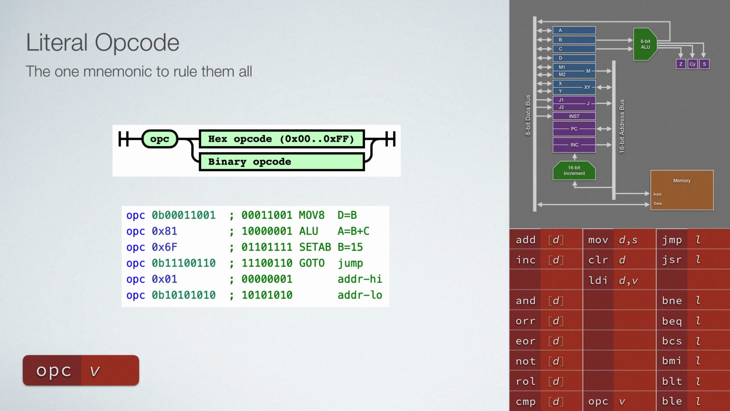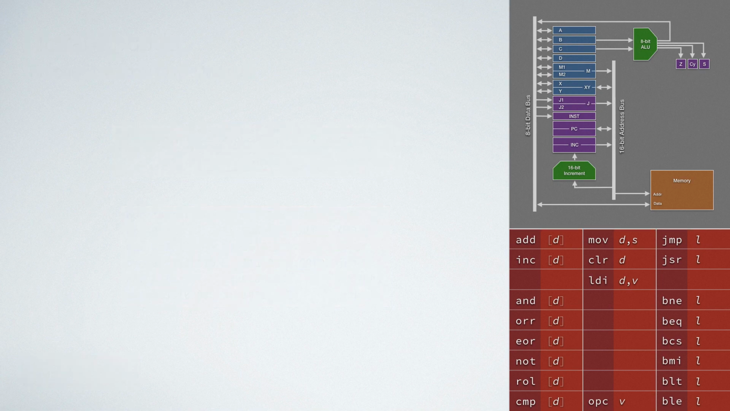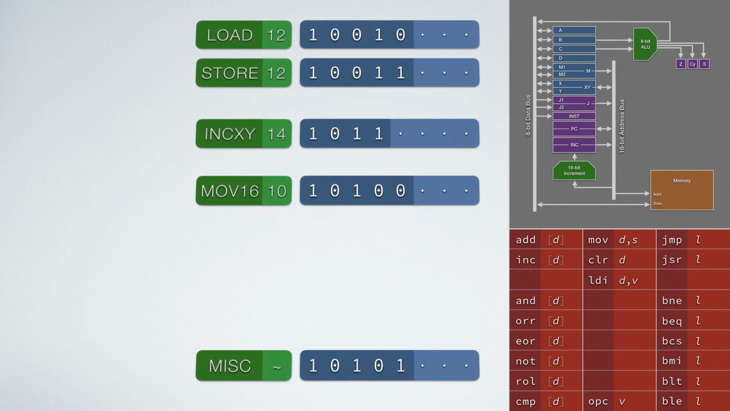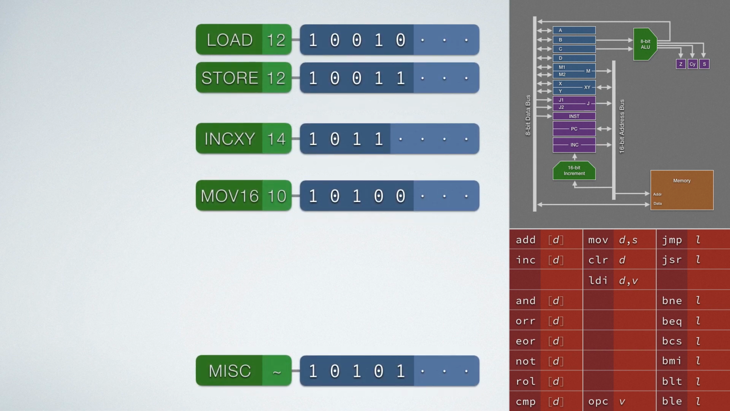And there we go, we've added it to the table. So that is all the opcodes for everything that the computer can do so far. In my last video I touched on all the other opcodes that will be available and that I will be adding to the computer later on. And here they are. At the top we've got the two load and store operations, which take 12 cycles. That's for loading and storing values between memory and the registers. We then have the increment XY register, which is a 14 cycle operation. Then the move 16s at 10, and then miscellaneous, which is a collection of various operations.